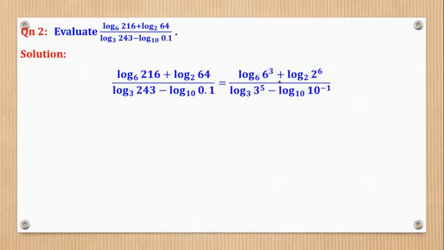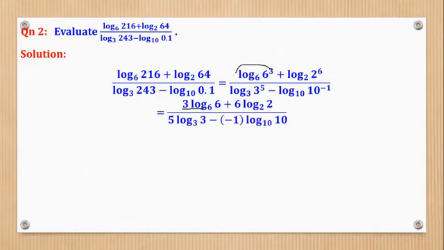Then next we are going to use rule number 3 to bring the power down. So bring this power down to come up with this. Bring this power down to come up with this. Bring this power down to come up with this.